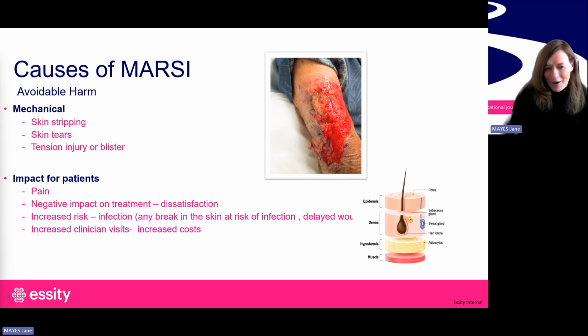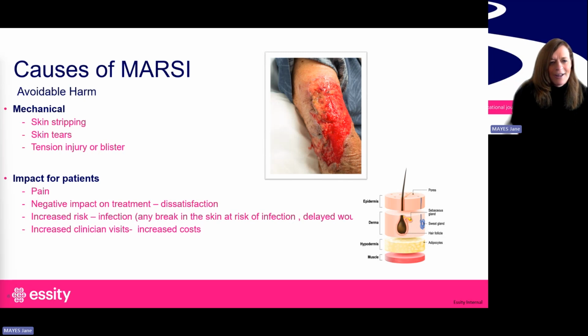So let's think about what causes these medical adhesive related skin injuries. There are patient factors and there are environmental factors that are related to this topic. Some patients are at high risk, however, we must remember that anyone requiring the application of a dressing or a medical device with adhesive in it is at risk of a MARSI, a medical adhesive related skin injury, on removal.